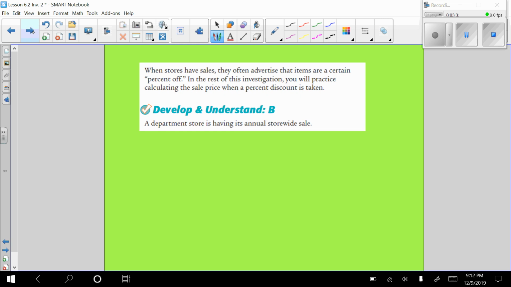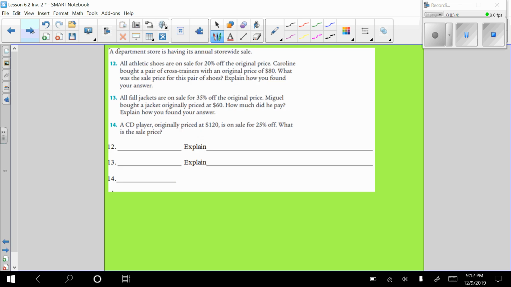When stores have sales, they offer advertised items at a certain percentage off. In the rest of this, we're going to talk about how do we calculate what we pay? What do we save? So here we go. All athletic shoes are on sale for 20% off the original price. Caroline bought a pair of cross trainers with the original price of $80. What was the sale price for the pair of the shoes? Explain how you found your answer.